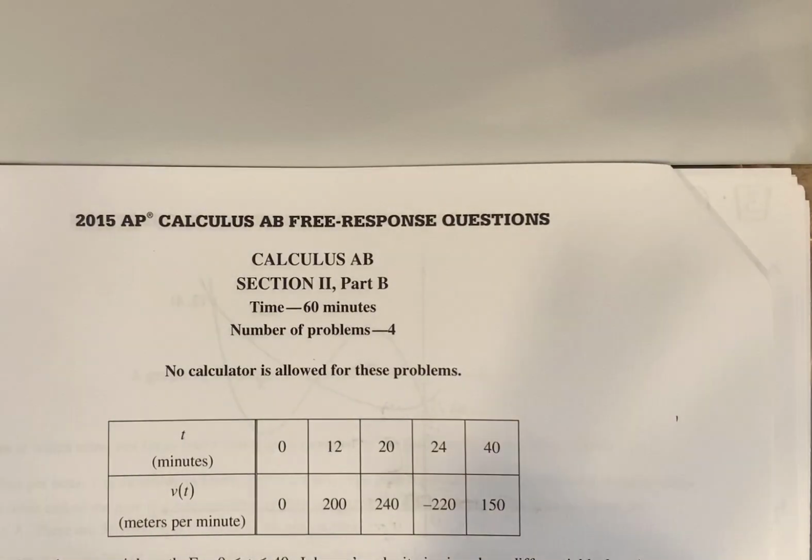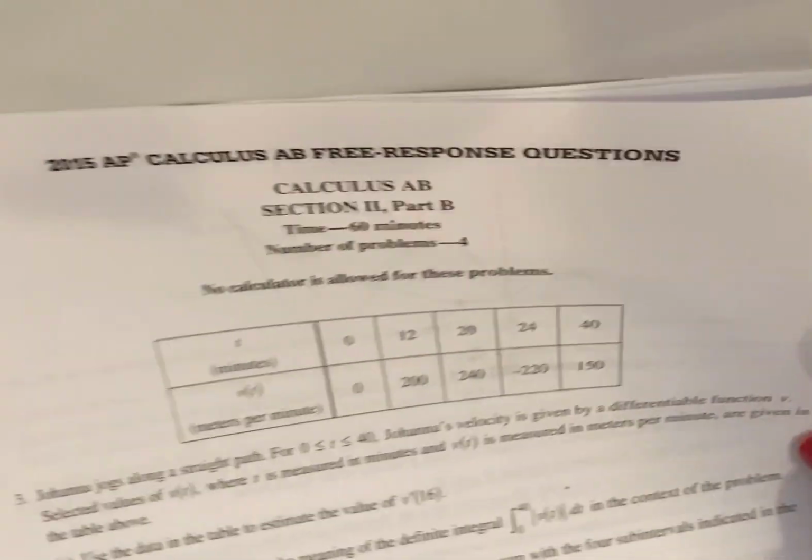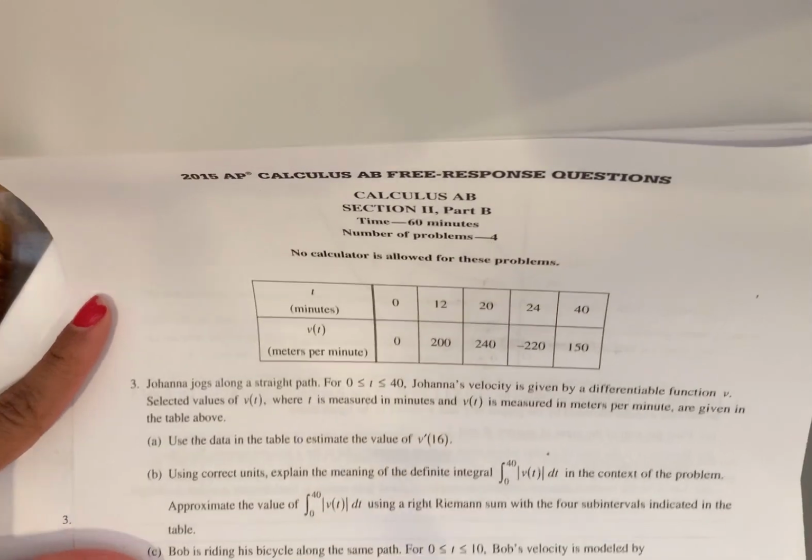All right, so now we have FRQ 2015 question number 3. And this right here was a no calculator problem, and it's dealing with this table. And so let's read it. Let's zoom out a little bit.